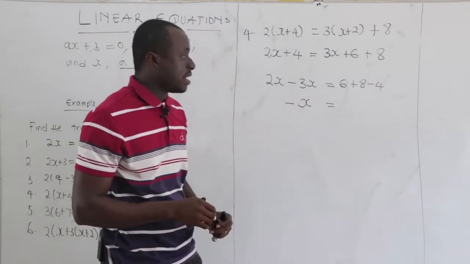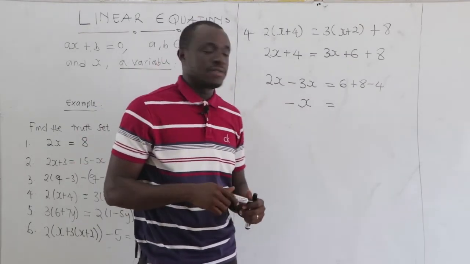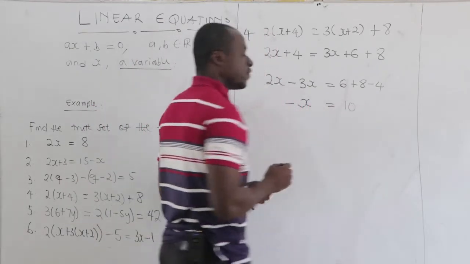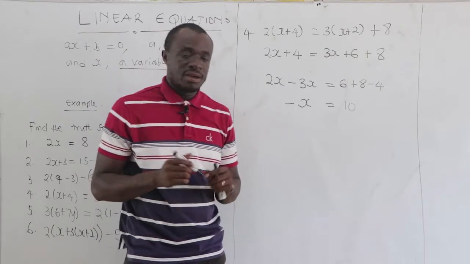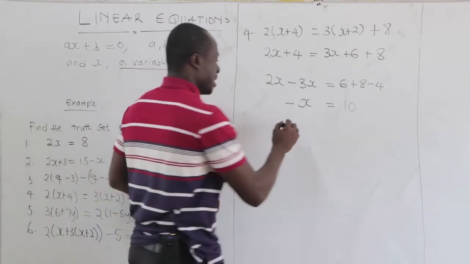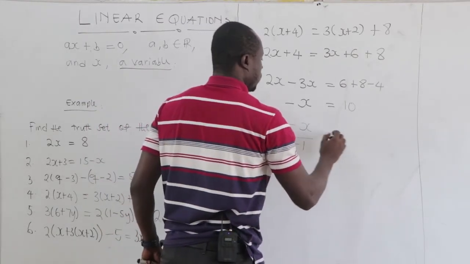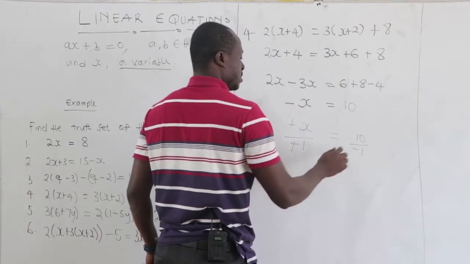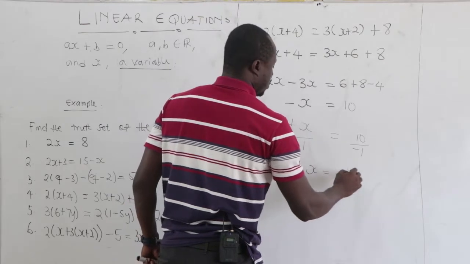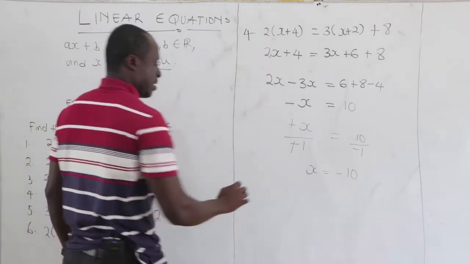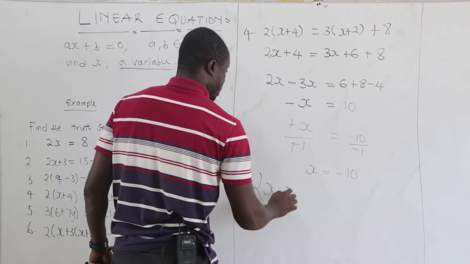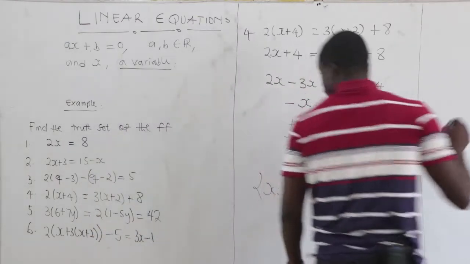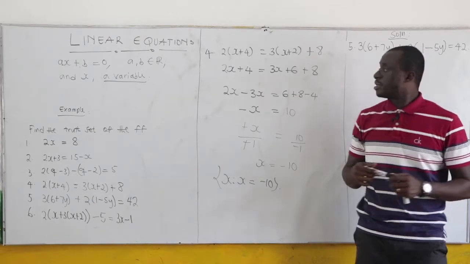Now what is 6 plus 8? 6 plus 8 is 14. 14 minus 4, this is just 10. We want to find x, not negative x. So hence we divide through by negative 1. So this and this will cancel. We have x to be equal to negative 10. Therefore, our truth set is x such that x is equal to negative 10. Now let's consider the fifth one.